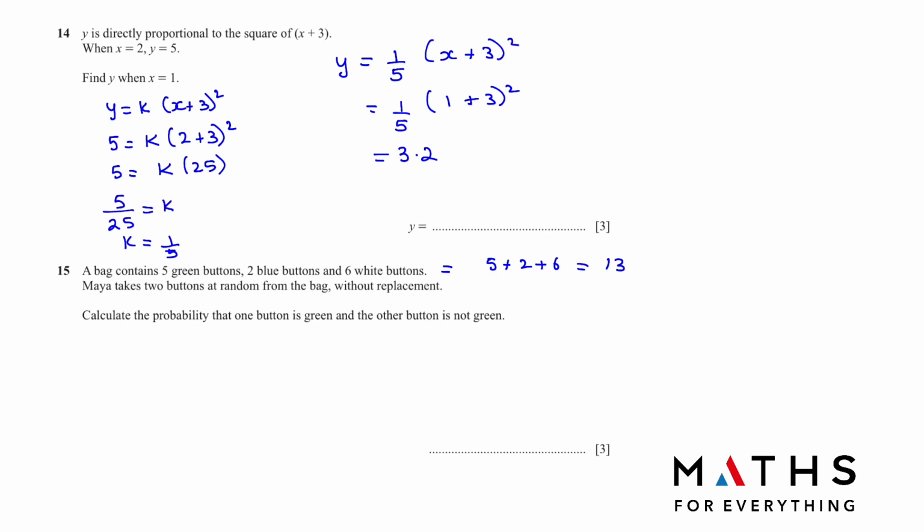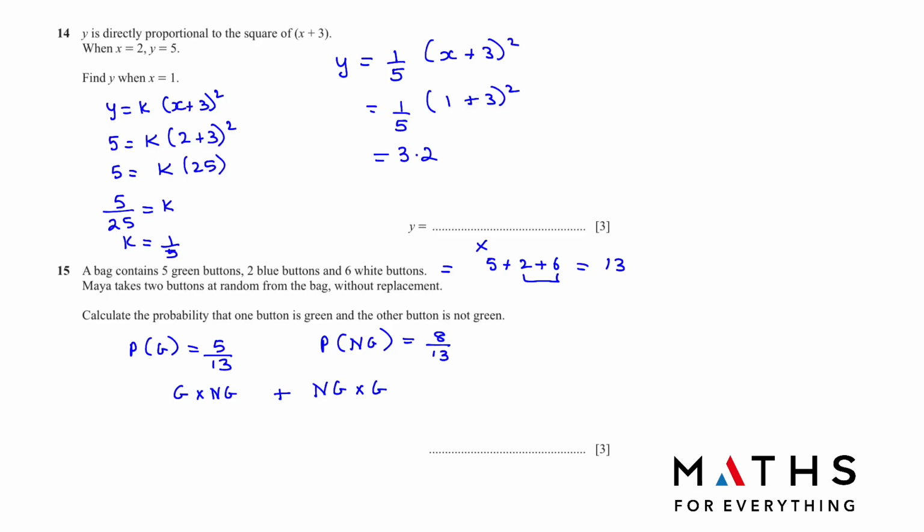Now Maya takes 2 buttons, and we are talking about green. Probability of green is 5 over 13. Probability of not green, which is these two, 2 plus 6, is 8 over 13. We have to calculate the probability that one button is green and the other button is not green. Suppose the first button is green. The second is going to be not green. Or it could be that the first button is not green and the second is green.